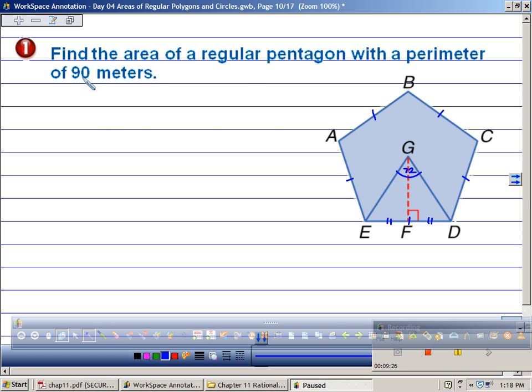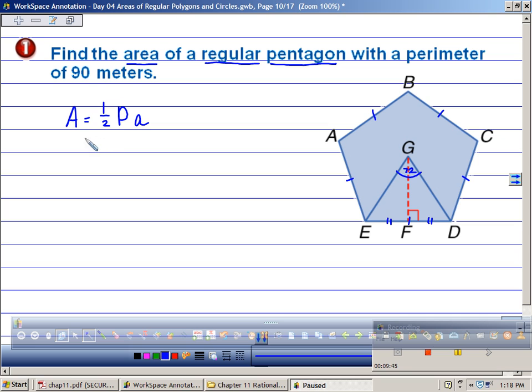All right, let's stop there and let's go to what we're trying to find. We're trying to find the area of a regular pentagon. So what's our formula again for a regular pentagon? Half the perimeter times the apothem. Okay. So, it's a term you've never heard before, right? Okay.